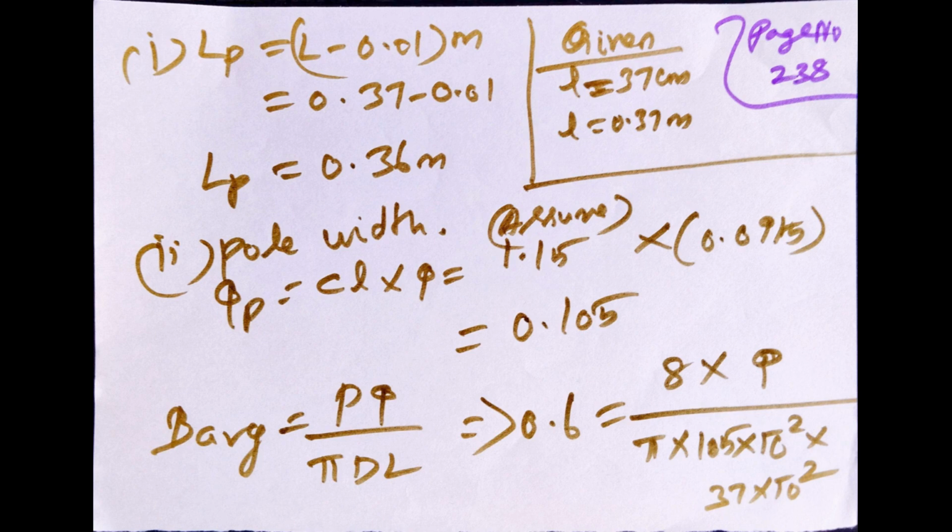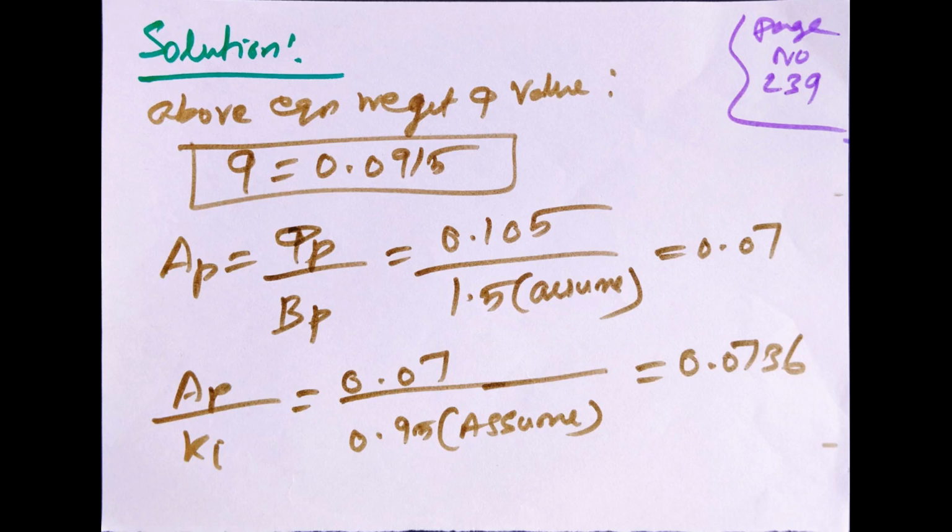Pole width bp is equal to CL into tau. Assume CL value 1.15 into 0.0915. Pole width is equal to 0.105. B average is equal to P phi divided by pi D L, which is 0.6, equal to 8 into phi divided by pi into 105 into 10 power minus 2 into 37 into 10 power minus 2. We have obtained the phi value from the above equation. Phi is equal to 0.0915.